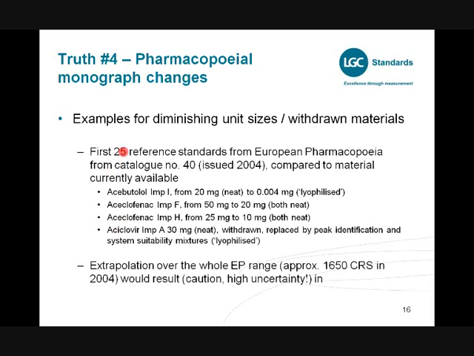And if you would extrapolate the finding for the first 25 reference standards here over the whole EP range, in the year 2004 and look at it right now, then you would find that 198, so close to 200 impurity standards, are now available with only a diminished unit size, and you would also find that 66 impurity standards would have been completely withdrawn. These numbers here, of course, are just an extrapolation, and it's also connected to a high uncertainty, but nonetheless it is some figures, some numbers that you might want to think about.